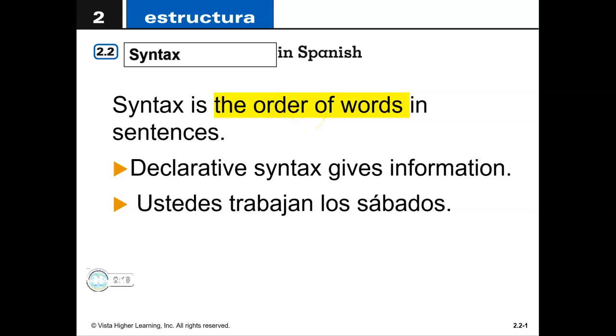So in English we already know how to order our words. Now we're going to talk about the order that we're going to put words in Spanish. We're going to start with declarative syntax, and that's a kind of sentence that just gives information. That syntax is subject followed by a verb, then what we call a remainder. The remainder is going to be all the extra information.